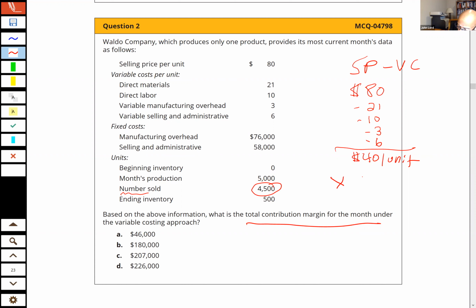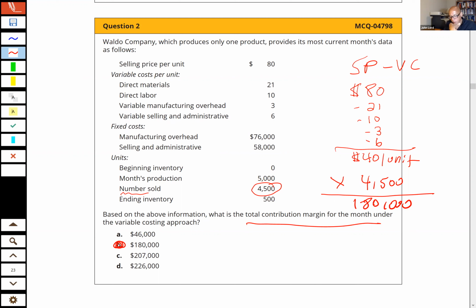So you'd have to multiply that by the 4,500 units sold, because it's as we sell the units that we put them into the variable cost and calculate our contribution margin. So that gives me $40 times the 4,500. That gives me 180,000 if I'm doing my math correctly, and that gives me answer B, which most of us got.